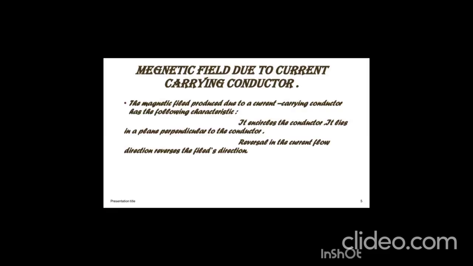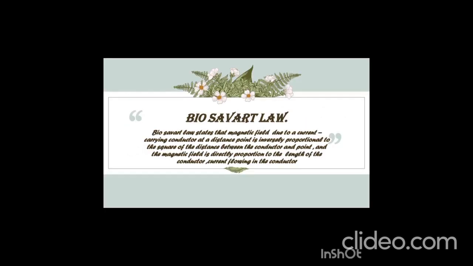Next, magnetic field due to a current carrying conductor. The magnetic field produced due to a current carrying conductor has the following characteristics. It lies in a plane perpendicular to the conductor. Reversal of the current flow reverses the field direction. Next, Biot-Savart law. The Biot-Savart law states that the magnetic field due to a current carrying conductor at a point is inversely proportional to the square of the distance between the conductor and the point, and directly proportional to the length of the conductor and the current flowing in the conductor.